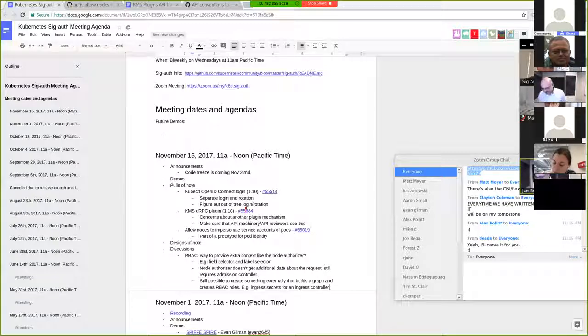Well, no, because today, even in a single namespace, if you grant access to secrets there, you are as powerful as any service account in that namespace.